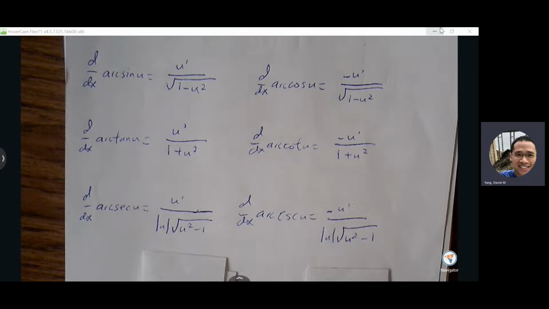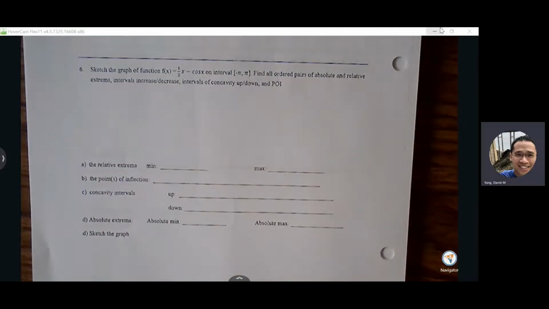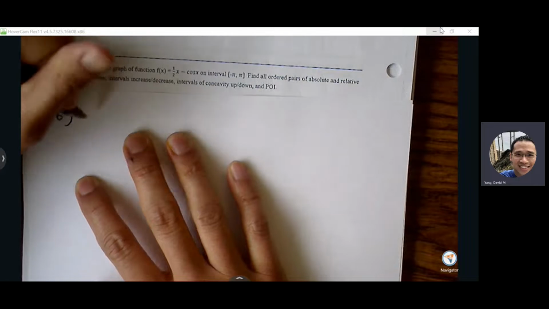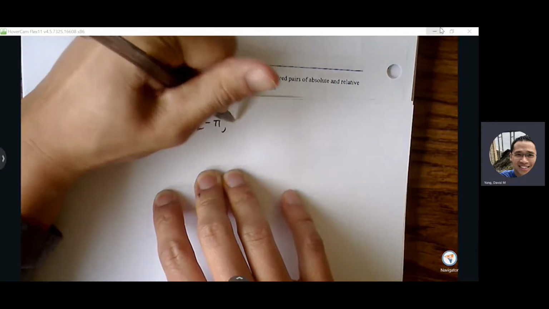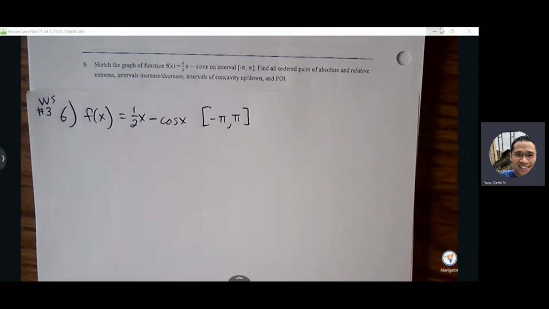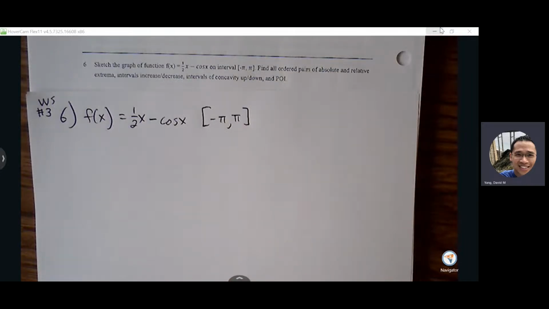All right, anybody still need to look at this? Number 6. Okay, so sketch the graph of the function 1/2 x minus cosine x on the interval from negative pi to pi. Find ordered pairs of absolute and relative extrema, intervals of increase and decrease, intervals concave up and concave down, and points of inflection.